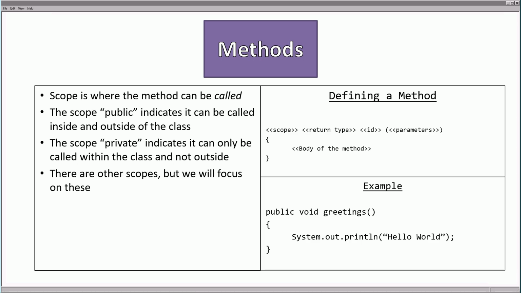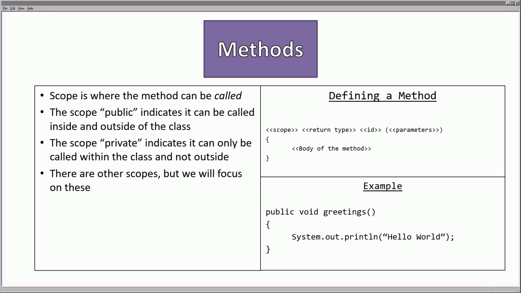Now, another type of scope is called private, and this indicates that it can only be called within the class and not outside of it. We're going to discuss later on about which one to use, but the main idea is a public scope means it can be called inside and outside of a class, and private means it can only be called inside of a class. There are other types of scope, but we're only going to focus on public and private in this course.